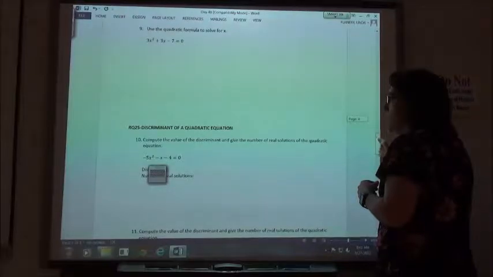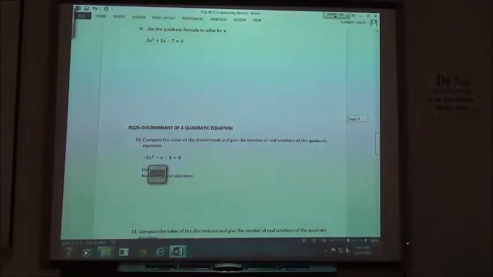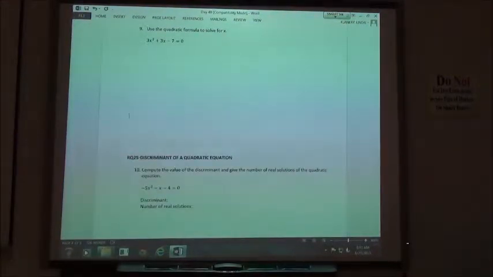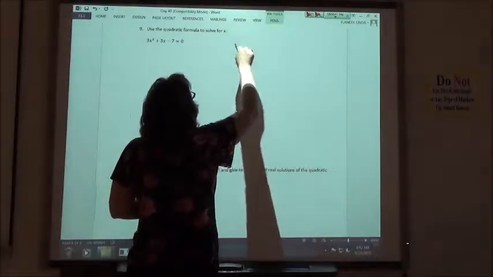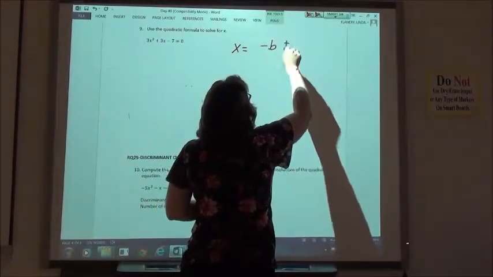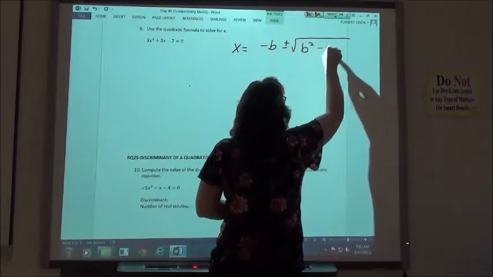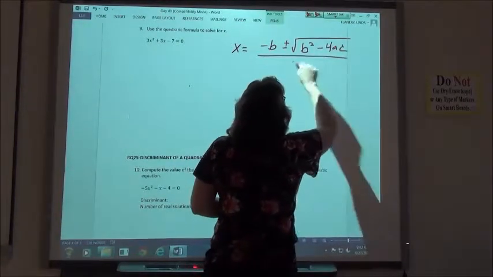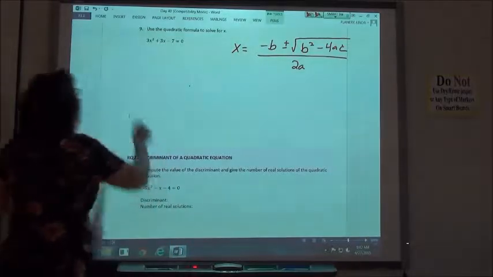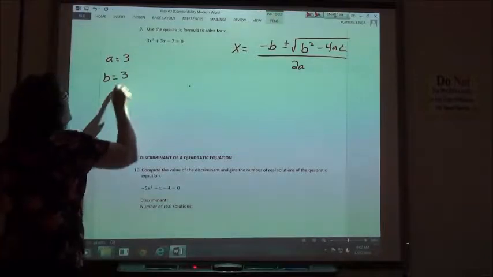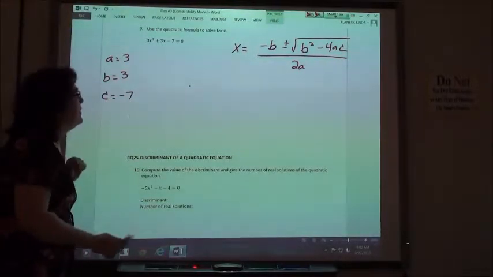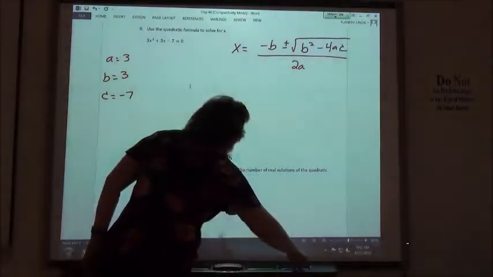Number 9, again, we want to use our quadratic formula. I like to write big, so I'm going to add a little more space to our paper. You don't have that option, but maybe by the time I print them out next time, there'll be plenty of room. So my quadratic formula again. X equals minus b plus or minus the square root of b squared minus 4ac all over 2a. So a in this case is going to be 3, b is also going to be 3, and c is going to be -7.